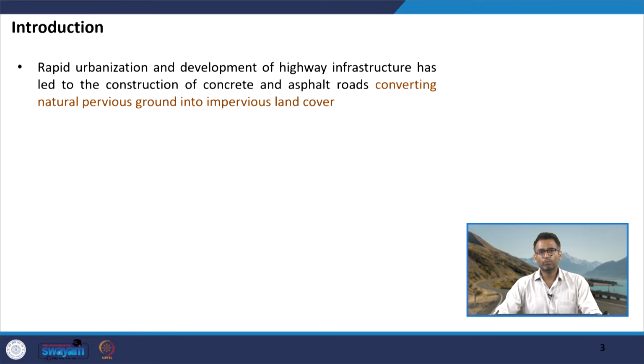adopting pervious concrete specifically. So, if we see the growth of urbanization, if we see the amount of construction that is going on presently, it is anticipated that in the coming years a lot of problems can come in related to environment, related to the use of raw materials. Now, seeing the development of highway infrastructure, we can understand that the different types of roads are converting the natural pervious ground to impervious land cover.